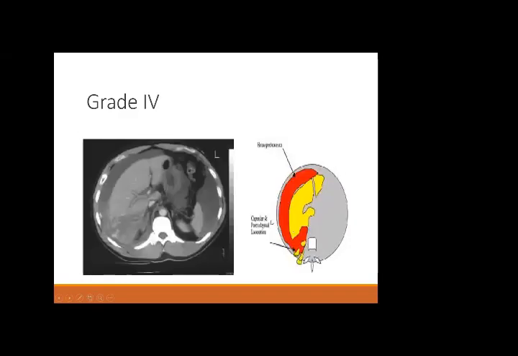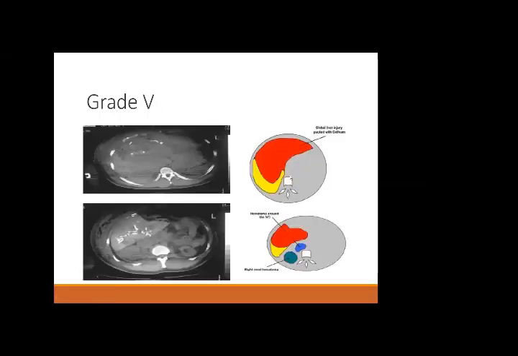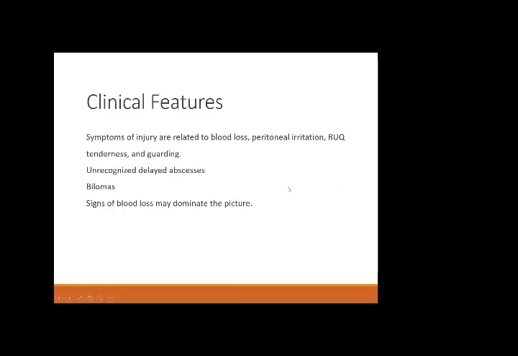Grade 4 is capsular and parenchymal laceration and hemoperitoneum. And grade 5 is avulsion of the veins. This is the IVC, hematoma around the IVC, hepatic vein injury, or even hepatic parenchymal destruction. Global level grade 5.